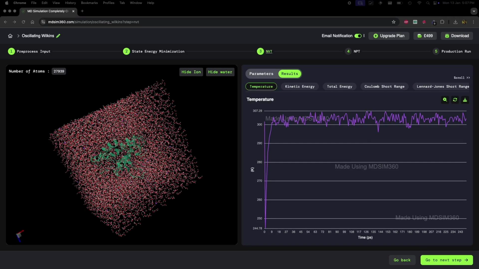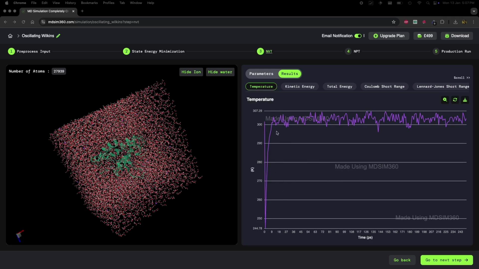Now that the NVT step is complete, it's time to dive into the results and analyze what's happening with our system. We'll be looking at a series of graphs that give us a deeper understanding of how things have evolved and stabilized during the simulation. Let's begin with the temperature graph.